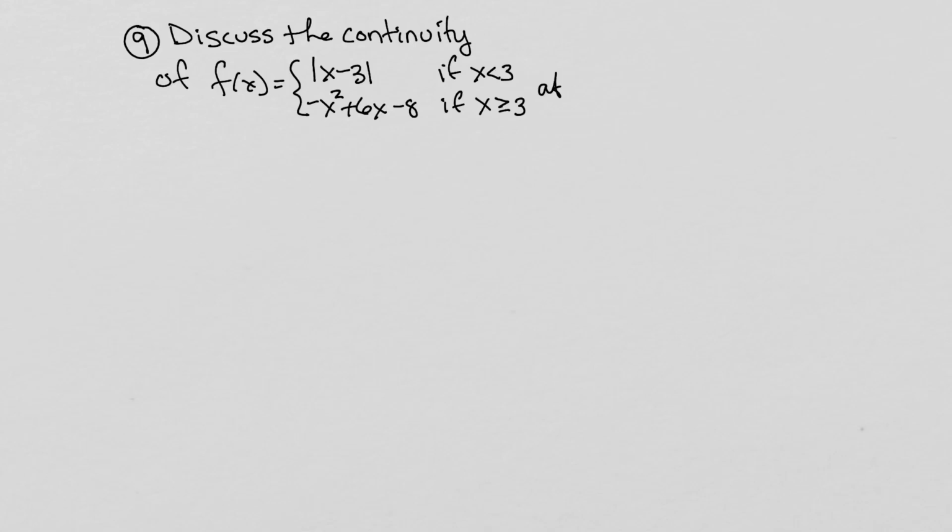Let's talk about the continuity of this piecewise function. We're going to use the top piece when x is strictly less than 3, and we'll use the bottom piece when x is greater than or equal to 3. Of course, the interesting value here is what happens at 3. So let's talk about the continuity of this function at x equals 3.